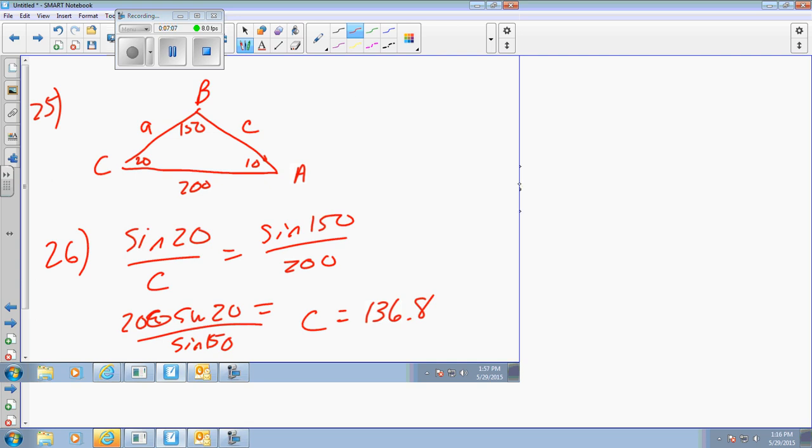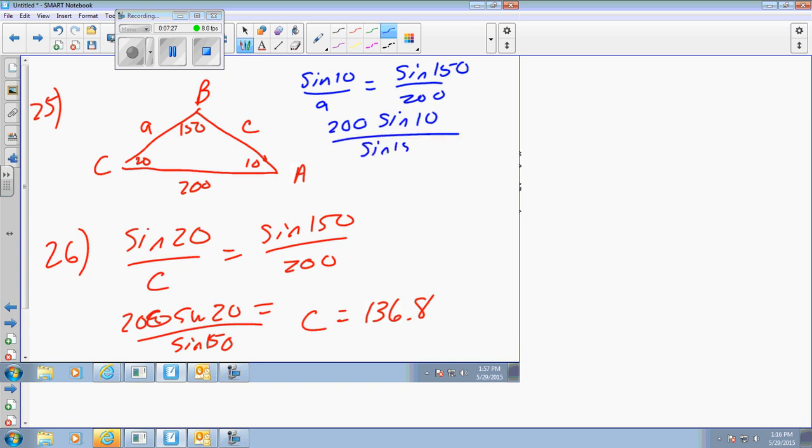Question 27 says find A, which would be this one over here. I would use the same law of sines. I would say the sine of 10 is to the length of A as the sine of 150 is to 200. Using my law of sines again, I get A equals 200 sine 10 divided by the sine of 150. If I do a little bit of solving there on my calculator, I get 69.5 inches, of course.